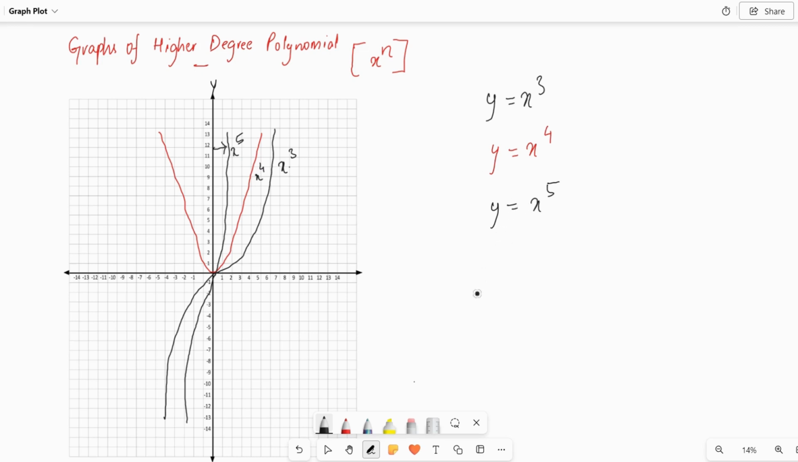While plotting these graphs, we use a general rule for any polynomial x to the power n. If n is odd, the graph will pass through both the first and third quadrants. And if n is even, then the graph will be entirely above the x-axis, as we have seen in the case of x to the power 4. That is, it will lie in the first and second quadrants.